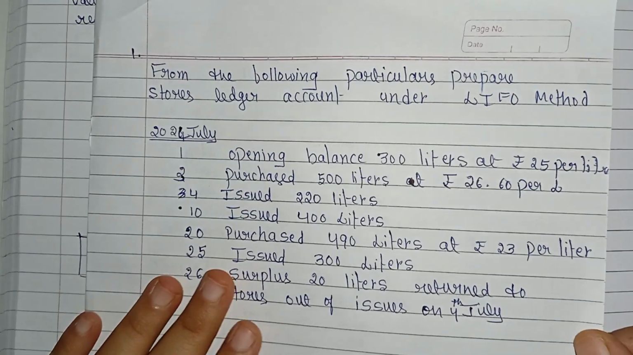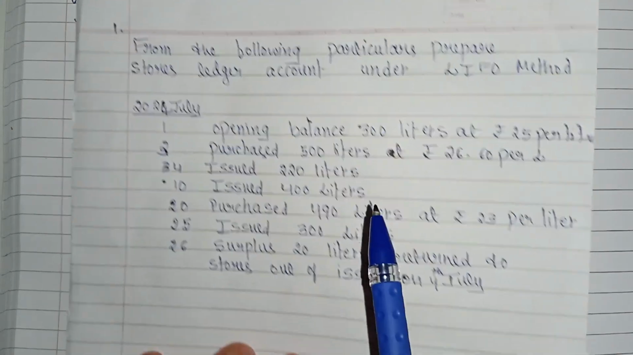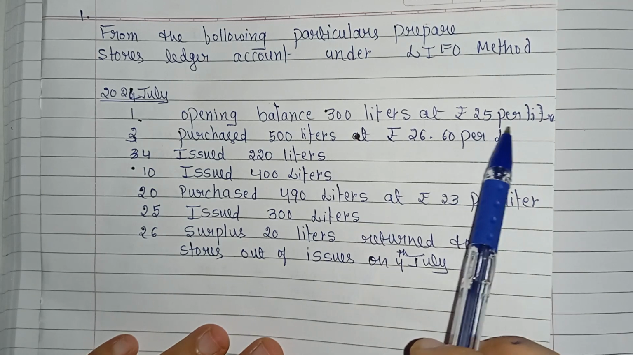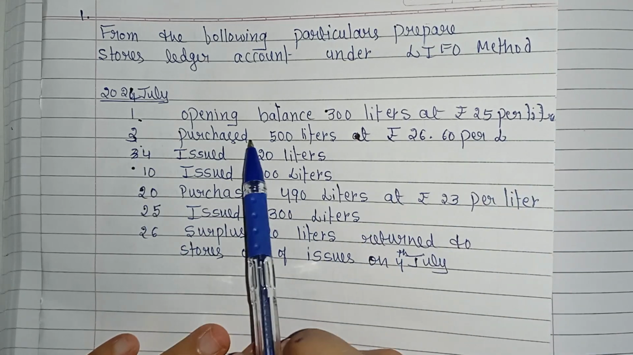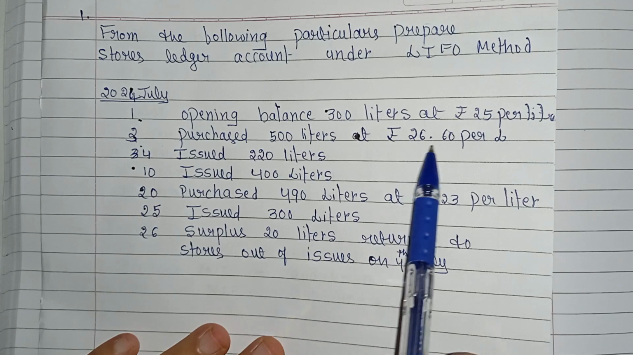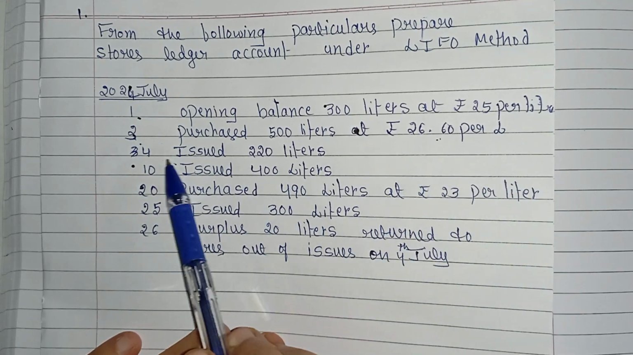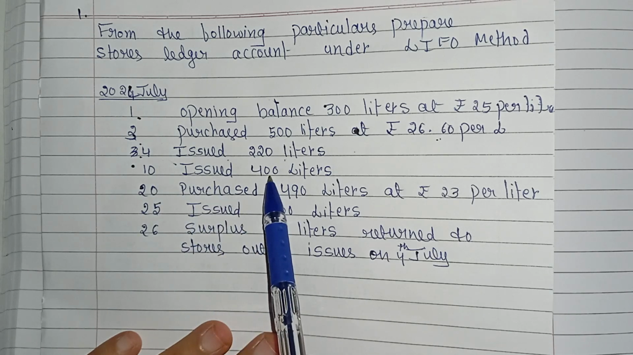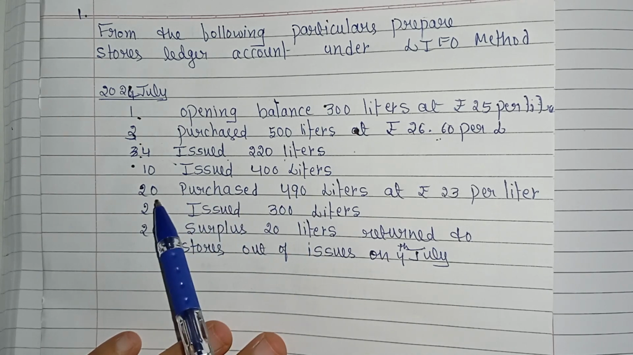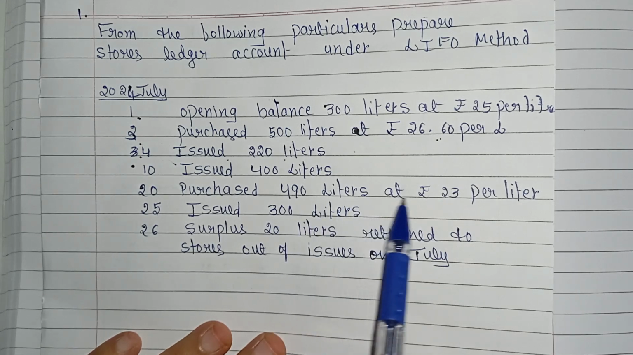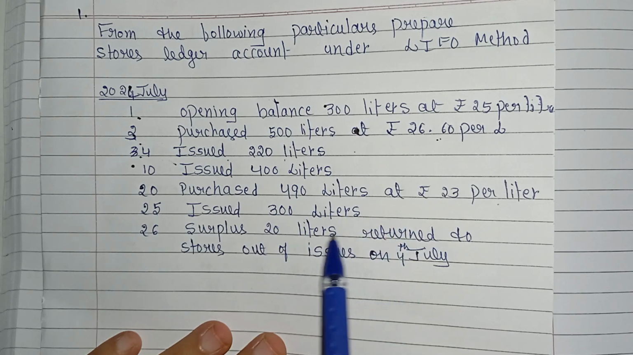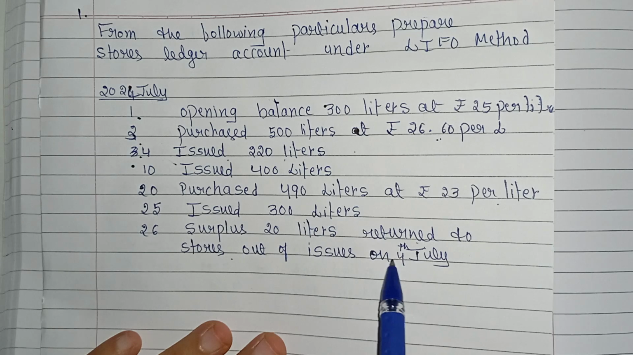See here, from the following particulars, prepare stores ledger account under LIFO method. On July 1st, opening balance 300 liters at rupees 25 per liter. On 3rd, you purchased 500 liters at rupees 26.60 per liter. On 4th, issued 220 liters. On 10th, again you issued 400 liters. On 20th, purchased 490 liters at rupees 23 per liter. On 25th, issued 300 liters. And on 26th, surplus 20 liters returned to stores out of issues on 4th July.